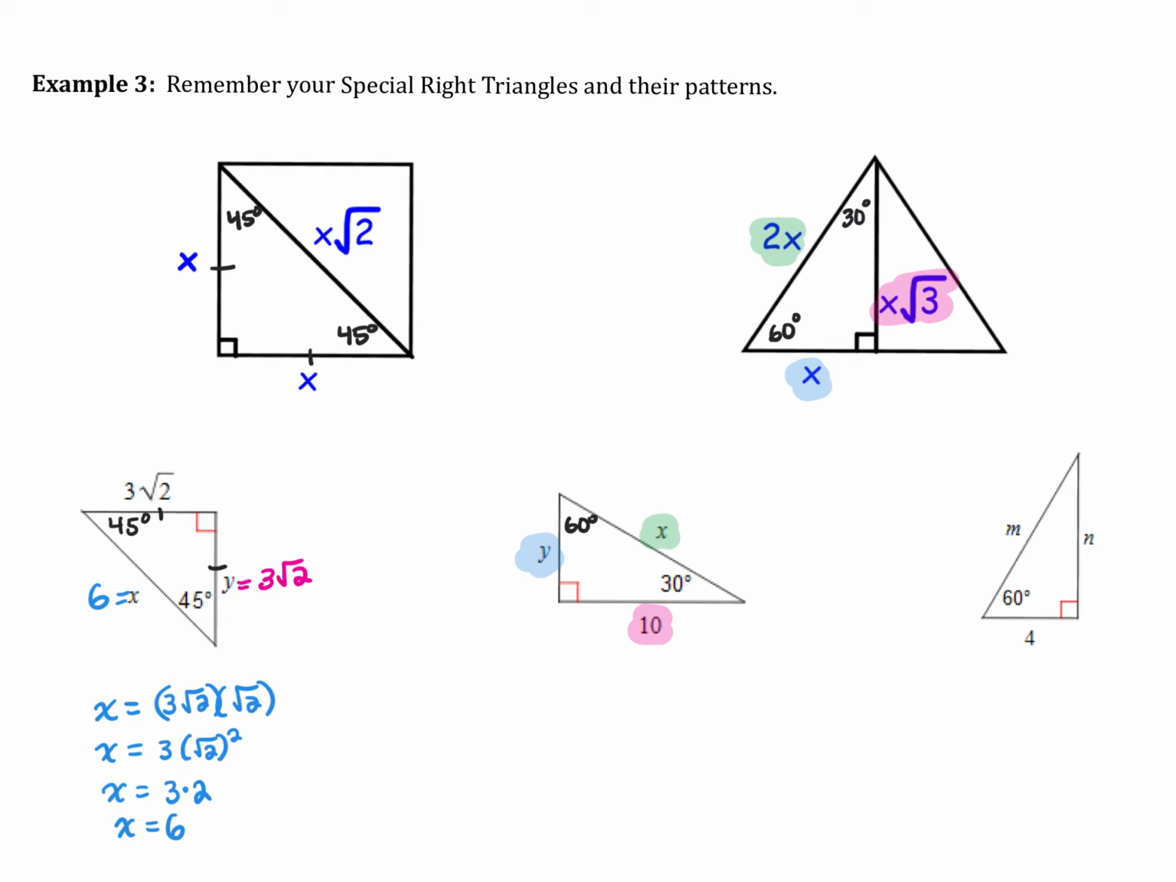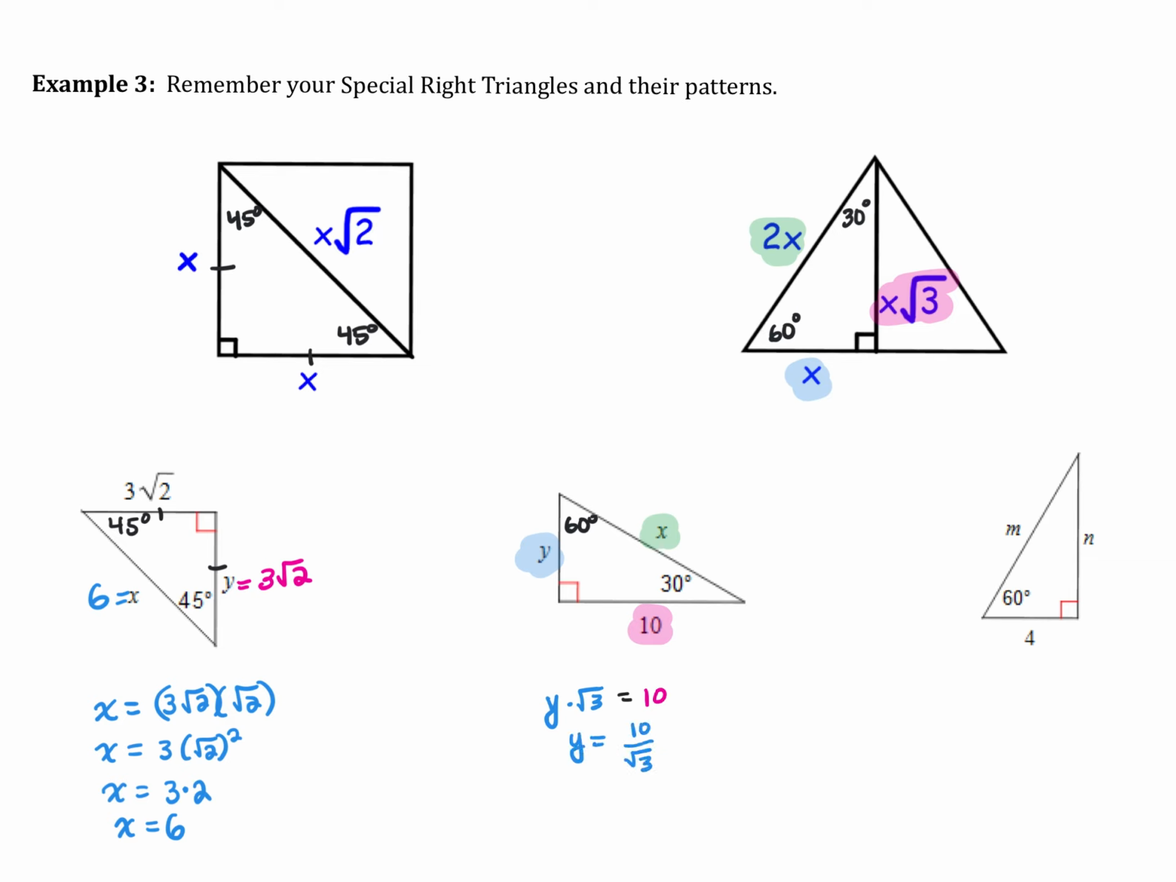So what I know is that in order to get this pink side, I had to take the blue side and multiply it by radical 3. So what if I set up an equation that says just that? If I take that blue side, which is y, and I multiply it by radical 3, I have to get the pink side, which is 10. All right, well then to solve for y, I'm going to have to divide both sides by radical 3.